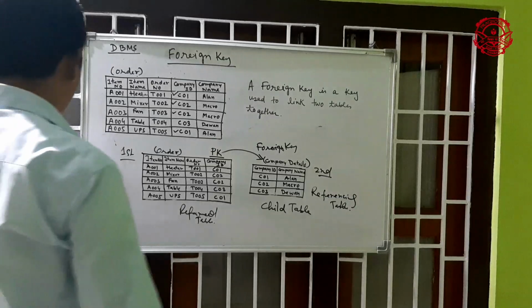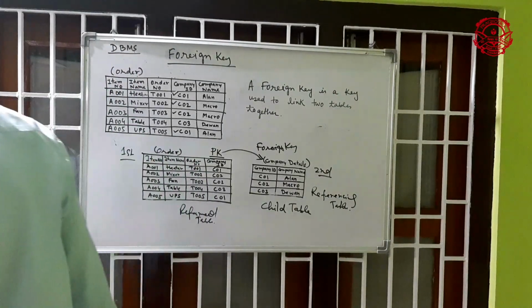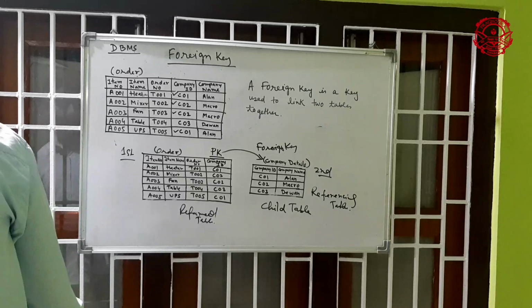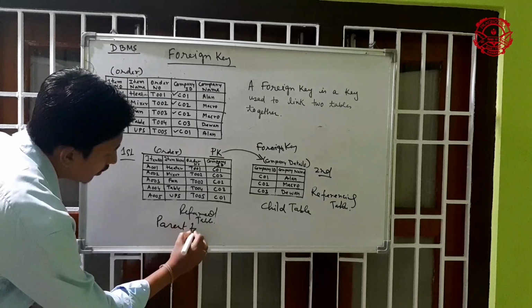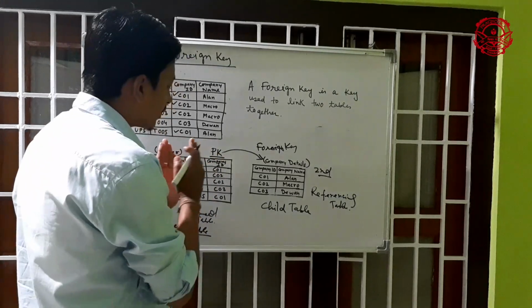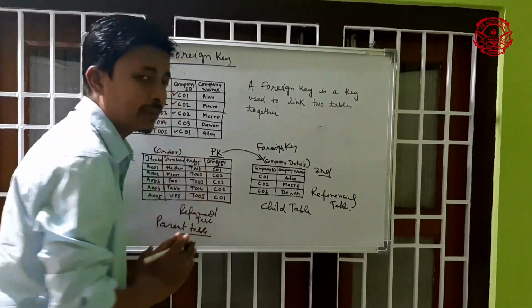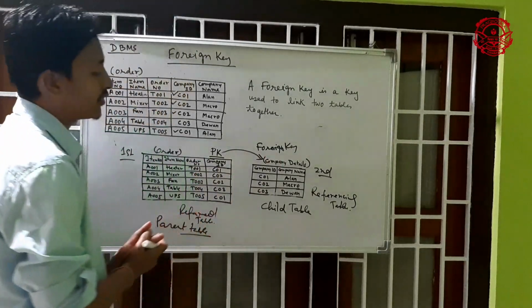Another table containing the candidate key or primary key is called the parent table. This is the candidate key, so this table is called the parent table, and this table is called the child table.